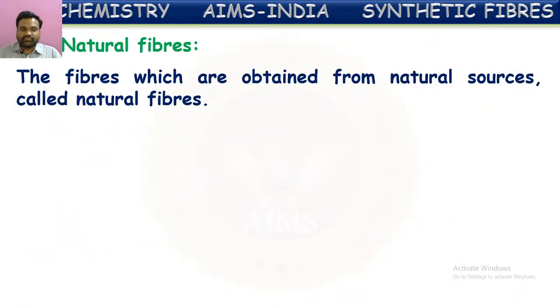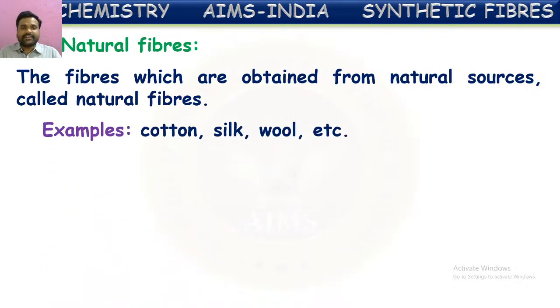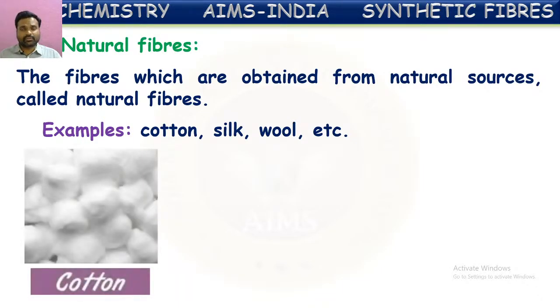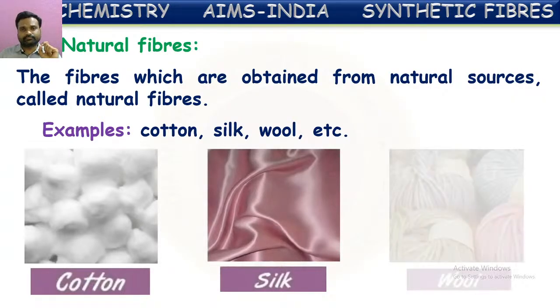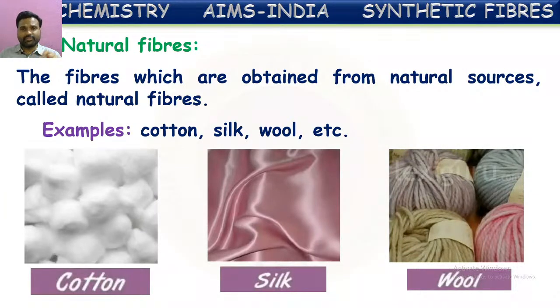First, let us talk about natural fibers. The fibers which are obtained from natural resources like cotton and wool, as we said already, are called natural fibers. Examples are cotton fiber, silk fiber, wool fiber. Cotton we get from the cotton pods of certain plants. Silk is derived from the cocoons of the silkworm. And wool is obtained from the hair of sheep and yak. So these fibers have their origins in natural, living things, certain plants and animals.